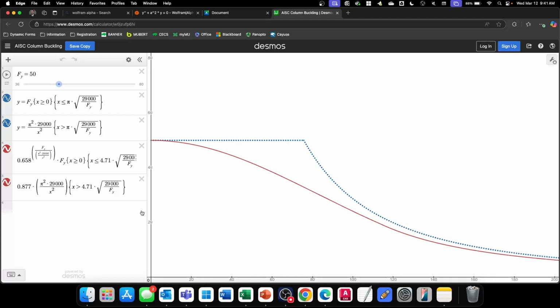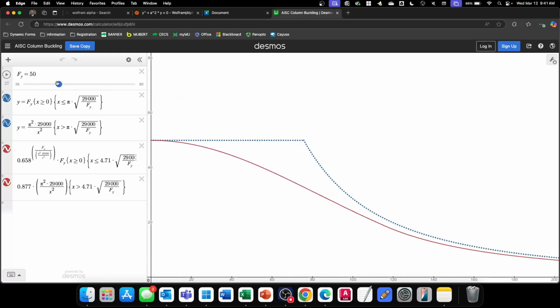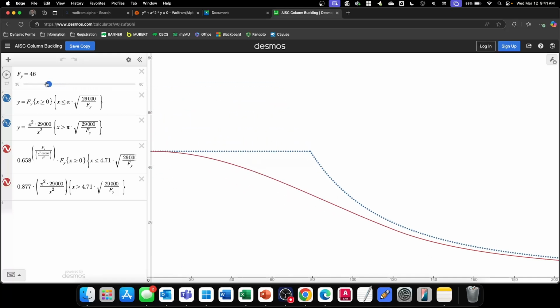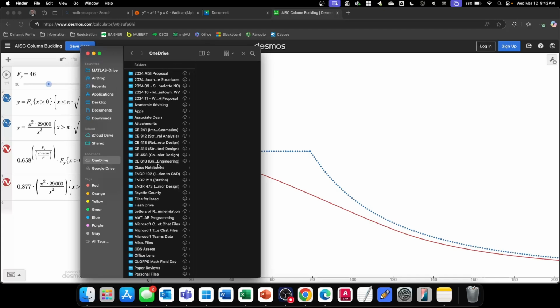But the red curve, this is the AISC column curve. And so the cool thing you can do is you could change the Fy, and it will change what it looks like. So you can actually kind of see what it looks like. So I'm a dork. I thought this was really cool when I did this. Very cool. So, okay. With that being said, let me show you what your homework is.